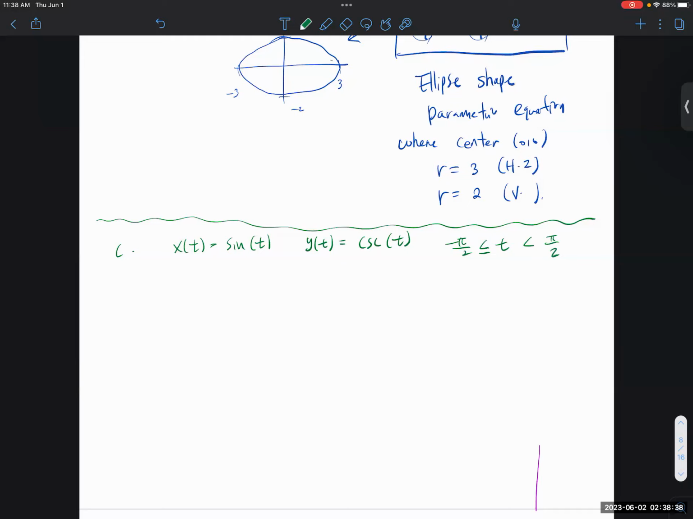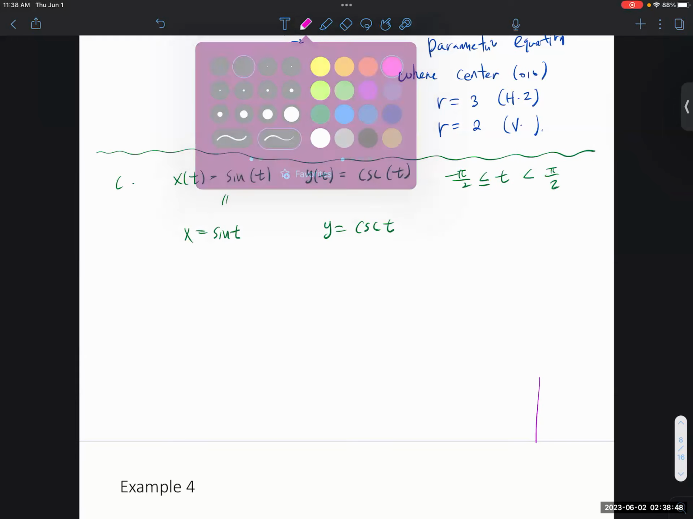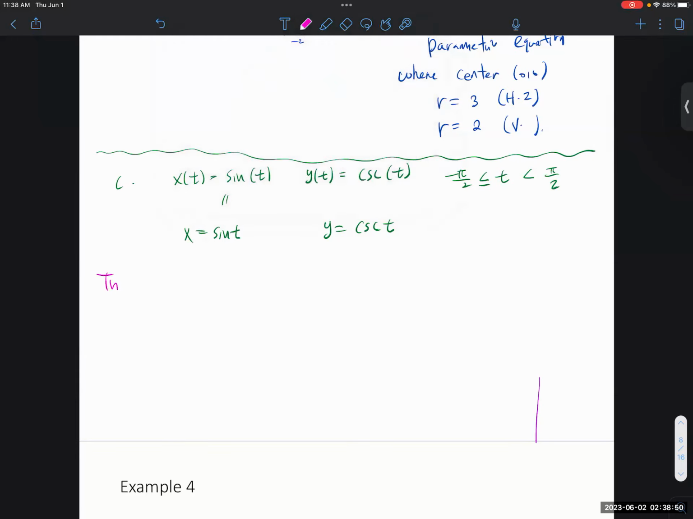So here, what are you guys going to do? Simply x equals sine t, and y equals cosecant t. So, whoa, one second. According to the trigonometric functions, you remember, right?